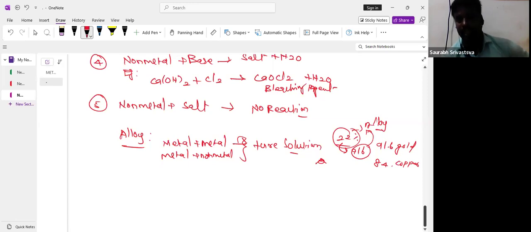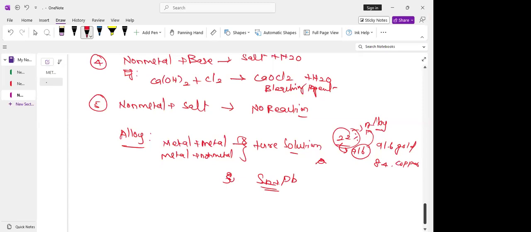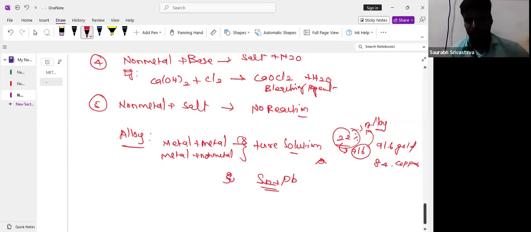Tin plus lead. Tin means Sn, the symbol of tin, plus Pb. This only we are using for the welding machine. In the welding rod, there is a rod which is made up of Sn plus Pb. These solders are alloys. Okay, this one you remember.